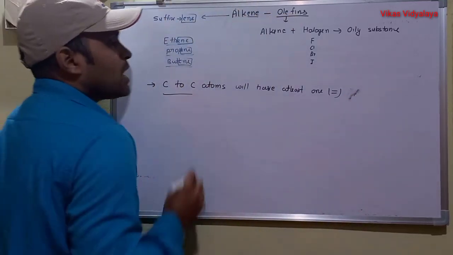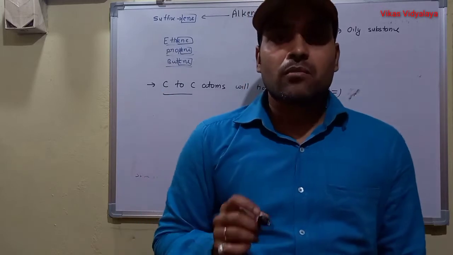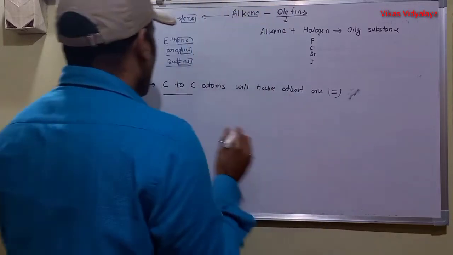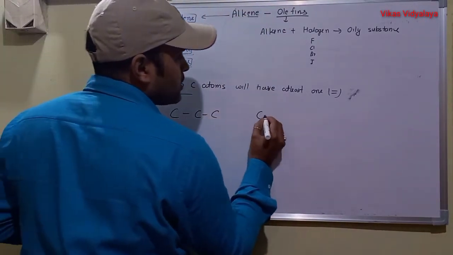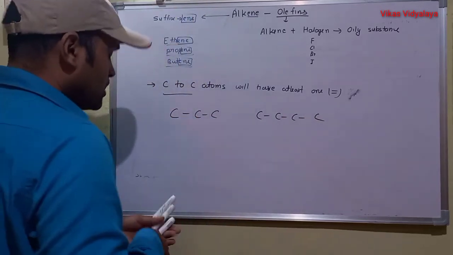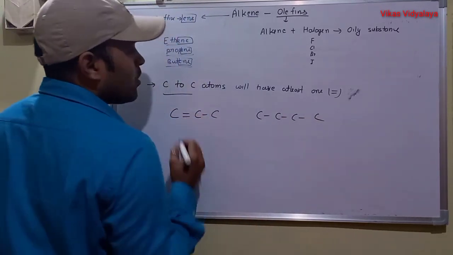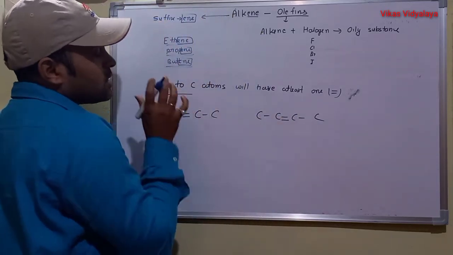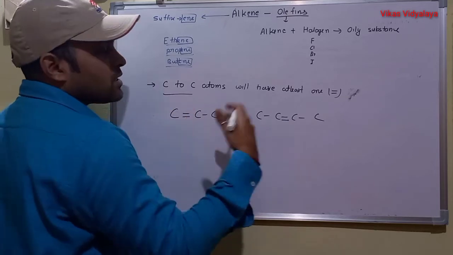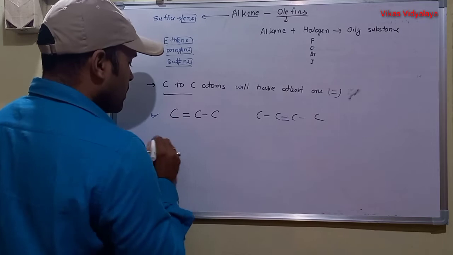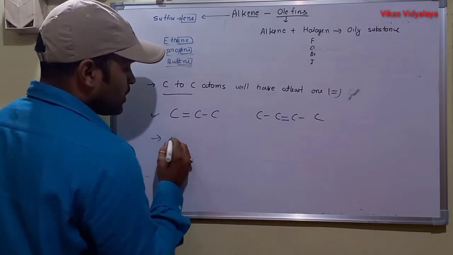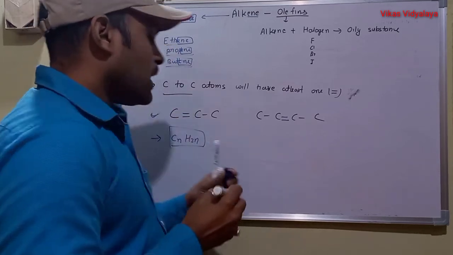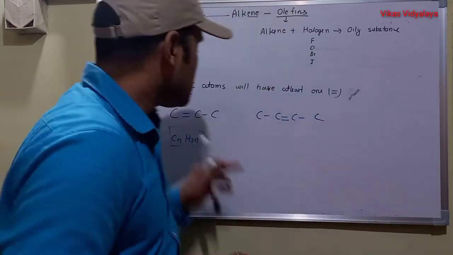Carbon to carbon atom will have at least one double bond. This is the second point about alkane. We should have in our mind that when we talk about carbon, carbon, carbon, here there are three carbons. If there is a double bond here, we call it alkene. Remember it, when there is a double bond between two carbon atoms, then it comes under the group of alkene. Its general formula will be CnH2n. This is the question: what is the general formula of alkene? It is CnH2n.